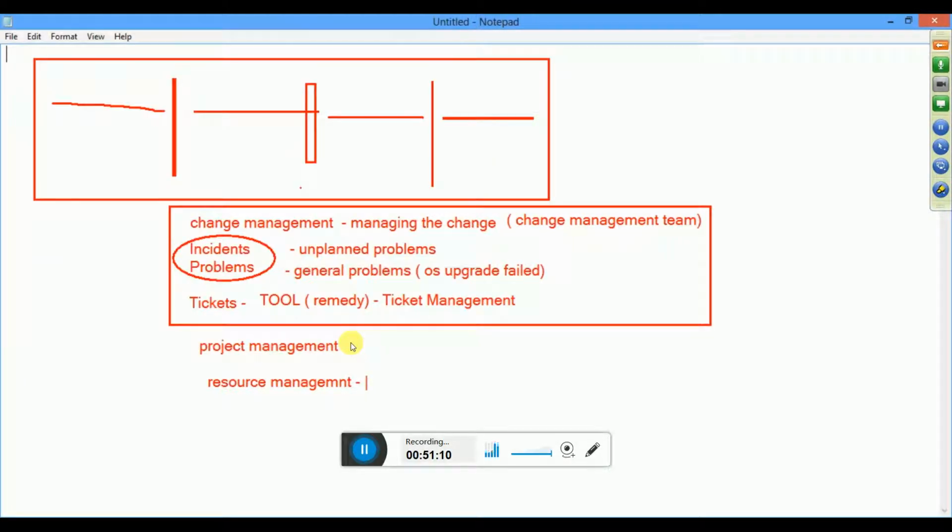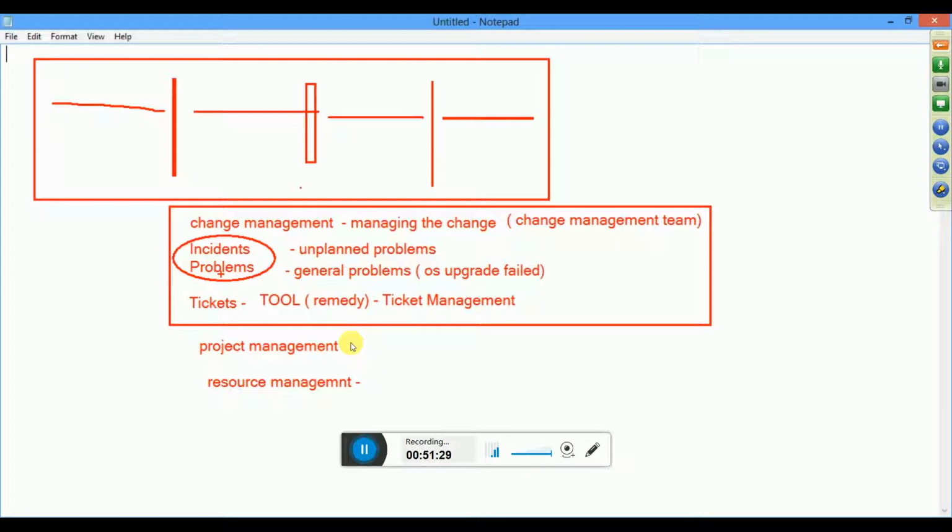So change management is managing the change. An incident is an unplanned problem, like a server outage. A server crash is an incident. An upgrade failure is a problem. But they are both the same. We just say that we have only incidents; we don't have problems as such. Everything is considered an incident.